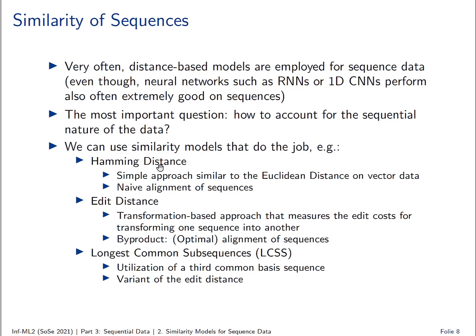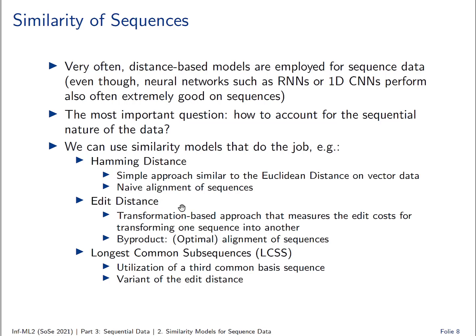The first one is the very simple approach, which is called the Hamming distance. It is very similar to the Euclidean distance on vector data, and we just align the sequences as they are. So in that case we talk about a naive alignment of the sequences. The second one which we want to introduce to you is the edit distance. That is a so-called transformation-based approach that measures the costs required to edit or transform one sequence into another one, using different edit operations. We'll have a look at that later on.